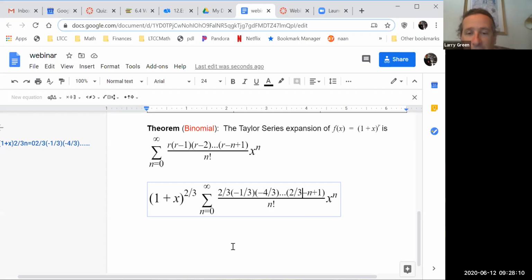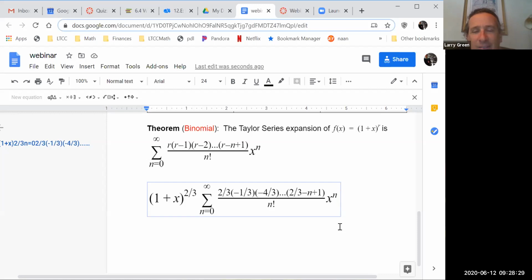So it's very easy, if you have an example, to just plug in. Do you agree? You have to know how to subtract fractions. Some people have trouble with that. But that's it. Any questions at all on the binomial theorem?